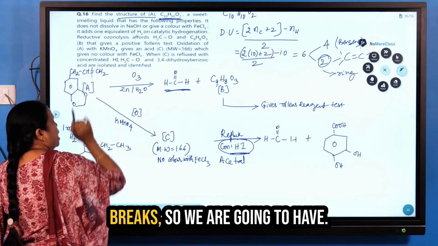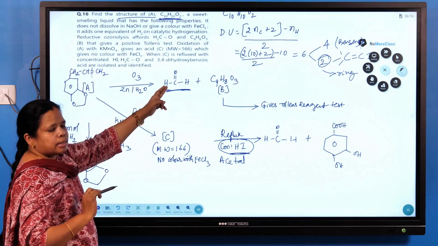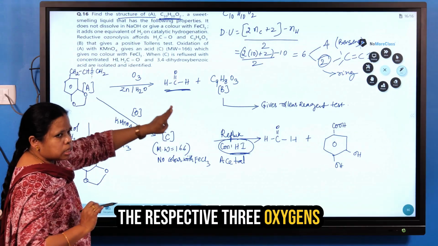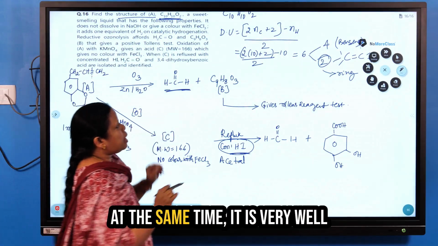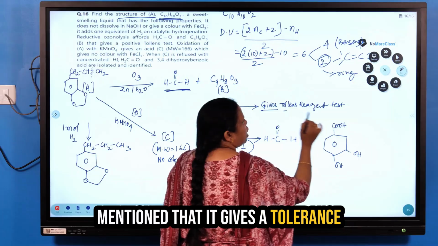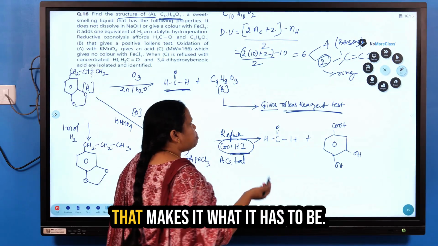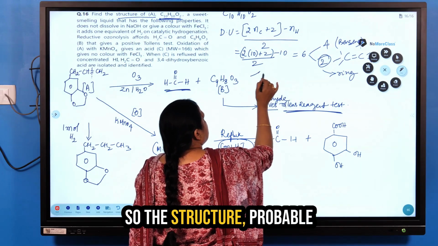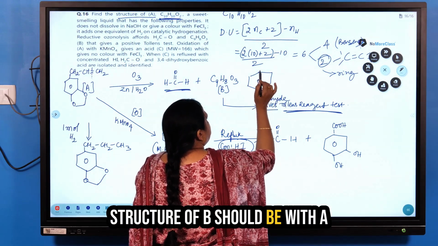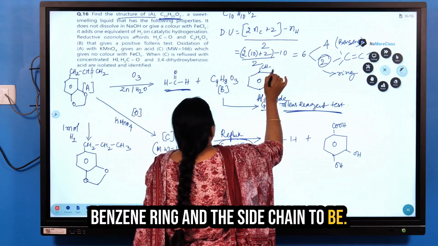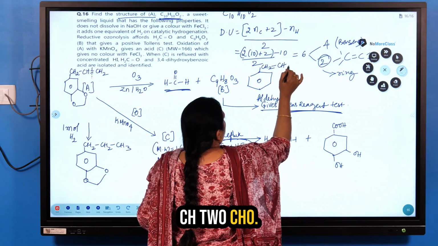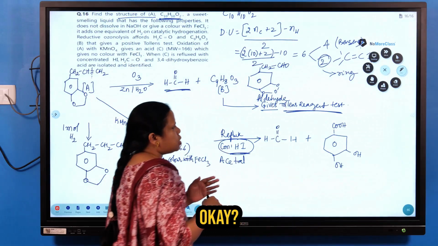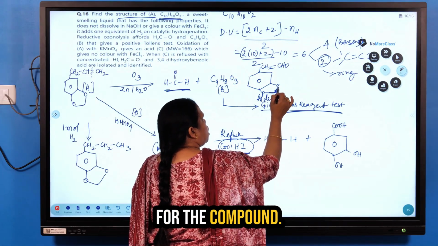Here the double bond breaks, so we are going to have a formaldehyde. Then what is B? B should have the respective 3 oxygens present, and it is mentioned that it gives the Tollens reagent test. So automatically that makes it an aldehyde. It has to be an aldehyde. So the probable structure of B should be a benzene ring with the side chain CH2CHO, and here we do have an acetal ring present. That is what we have for the compound.